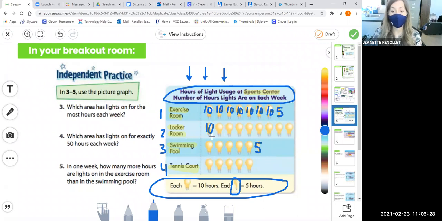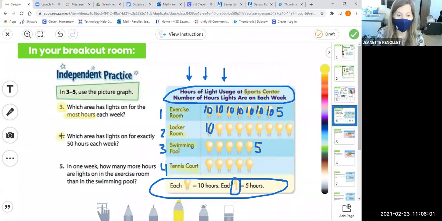Remember, you do not have to label all of them, but if that helps you, you should label all of them. Okay, let's think about some of these questions as we go into a breakout room. I want you to start with question number 3. Which area has lights on for the most hours each week? That one's pretty easy peasy. Looking at the data, which room, which area has lights on for the most hours each week?